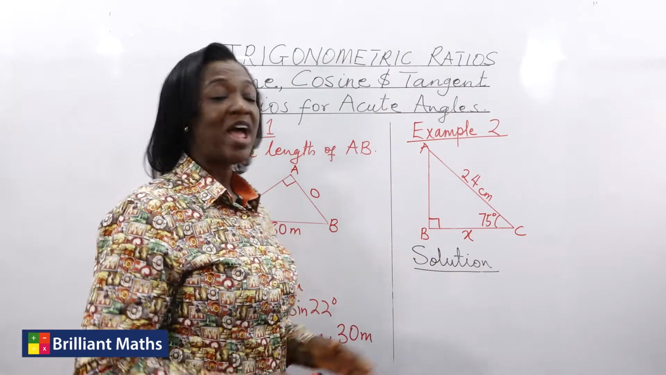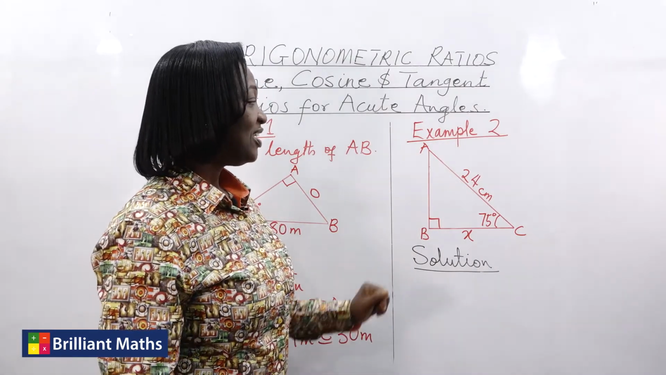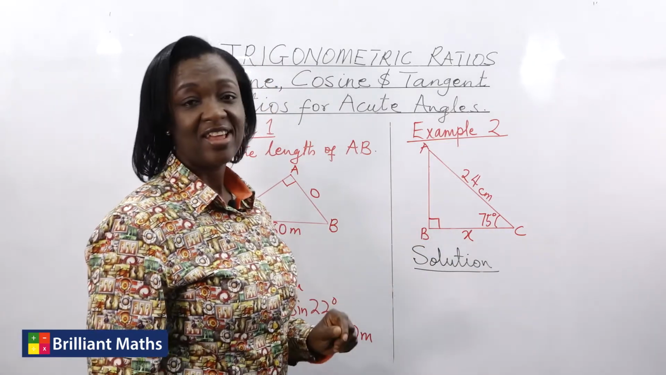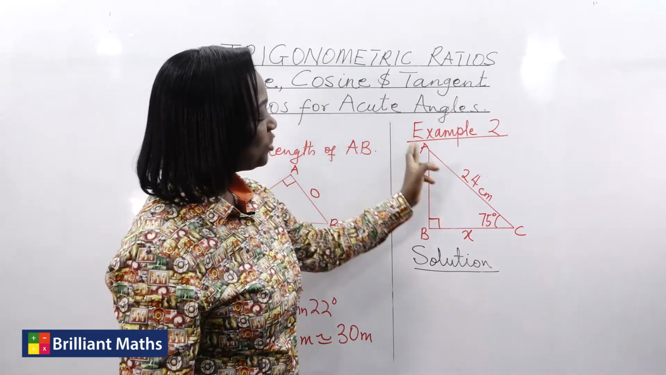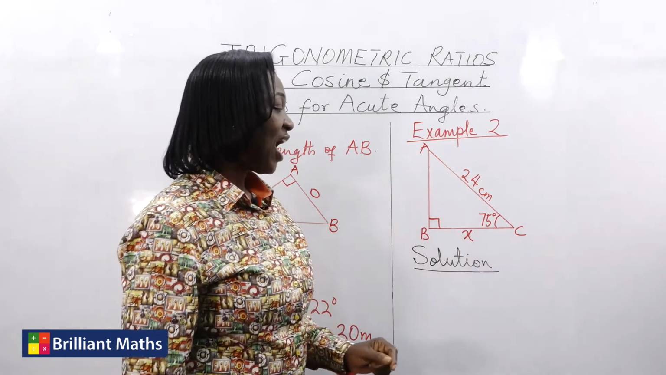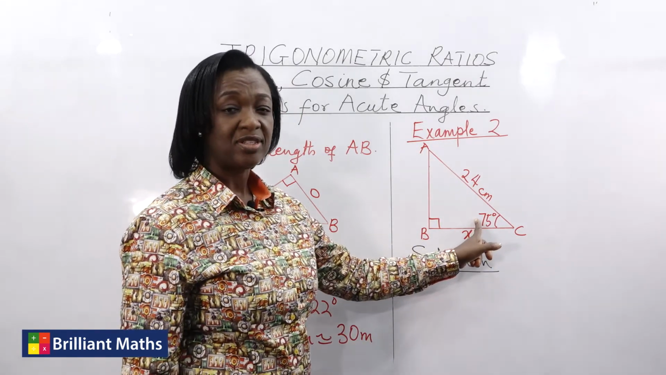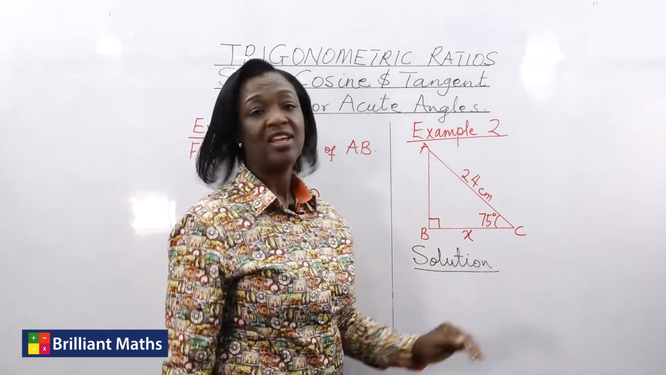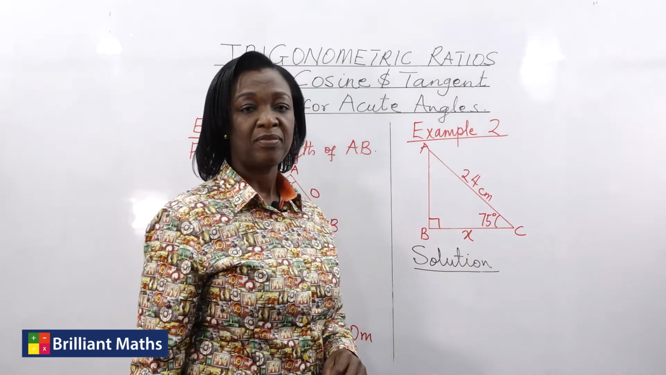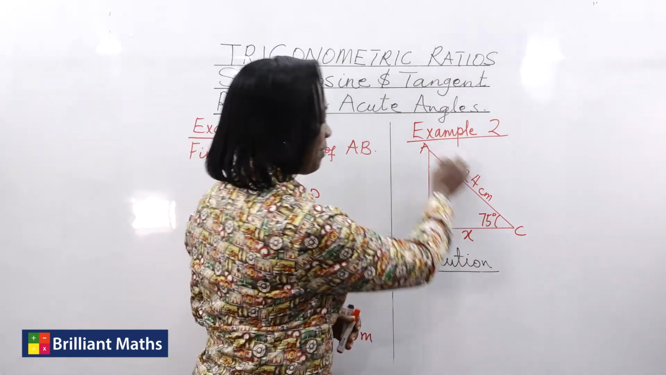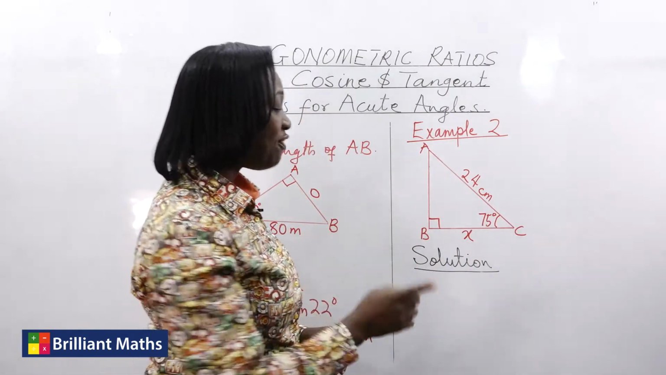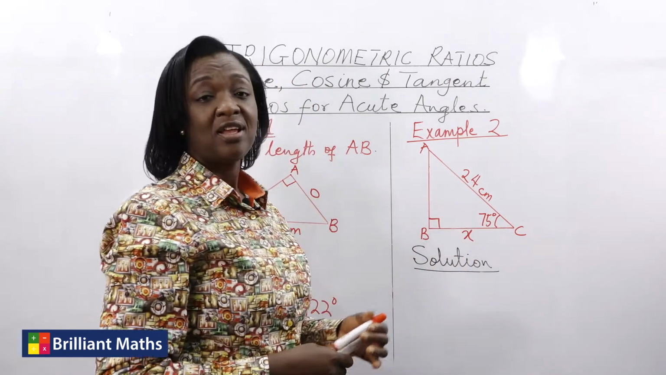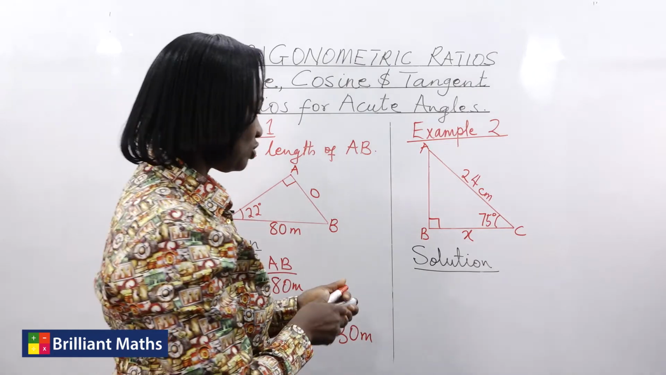In example 2, we have a right angle triangle, triangle ABC, and the right angle is at B. The hypotenuse is 24 centimeters long, and we have an angle at C which measures 75 degrees, and we're supposed to find line BC, which has been labeled X. So if we have the hypotenuse, and we're to find the adjacent line, then we should be using the cosine ratio.